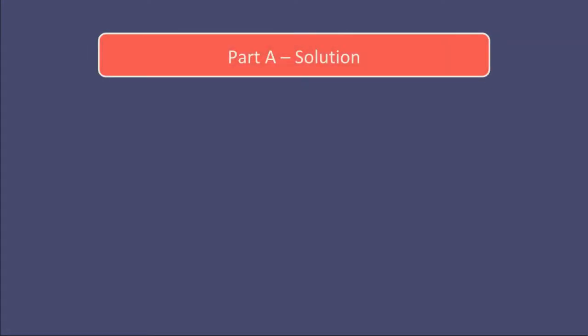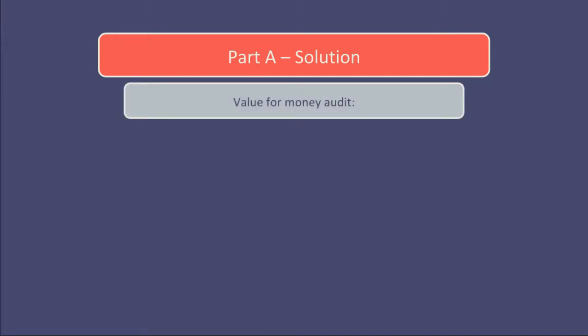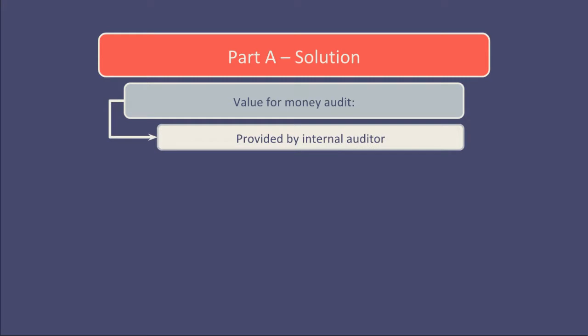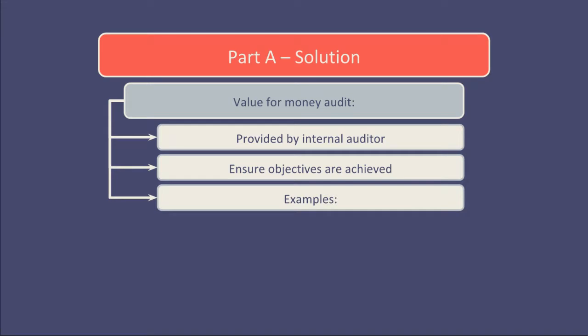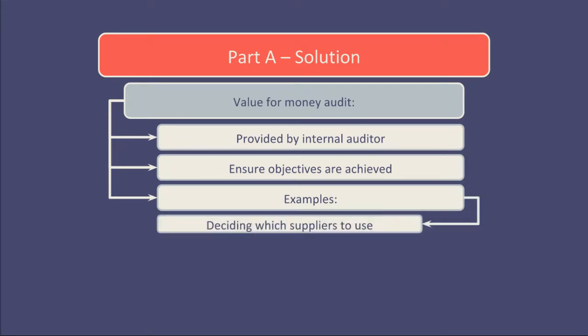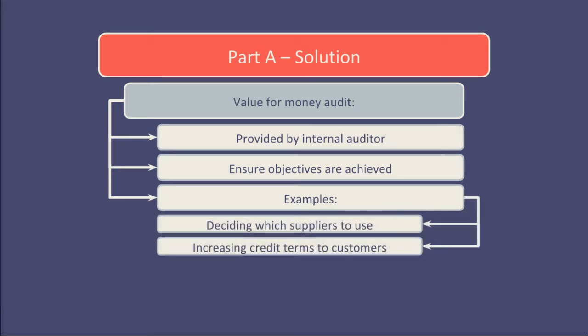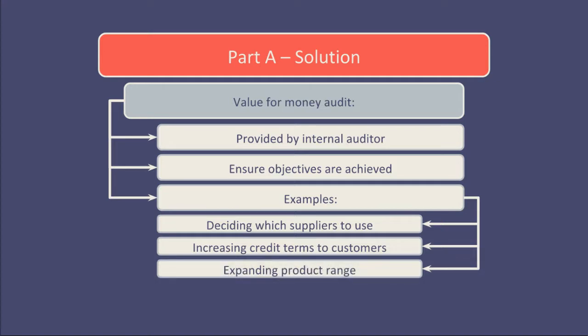Let's now focus on Part A and the value for money audit. A value for money audit is one of the many services that can be provided by the internal auditor. This type of work is concerned with ensuring the entity makes decisions within the business that achieves their overall objectives. Examples include making decisions on suppliers to use, increasing credit terms to customers, and expanding their product range.